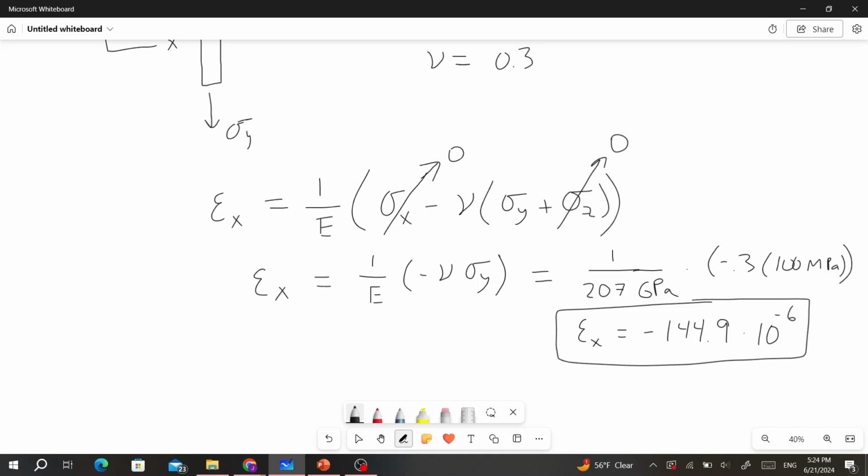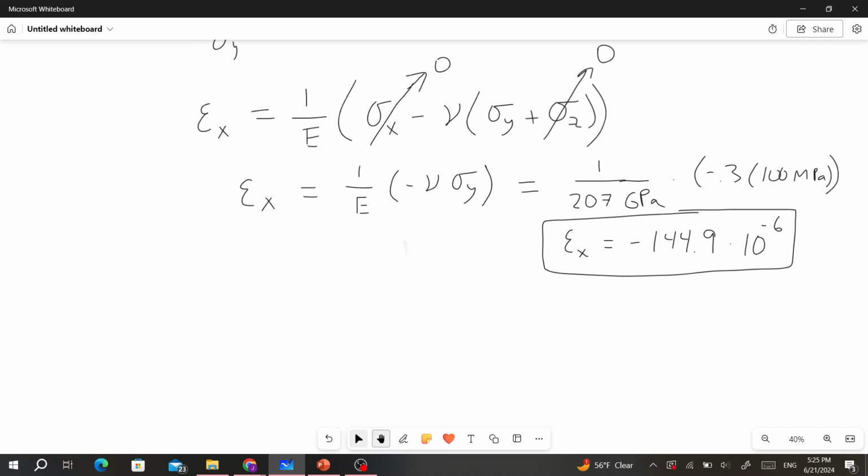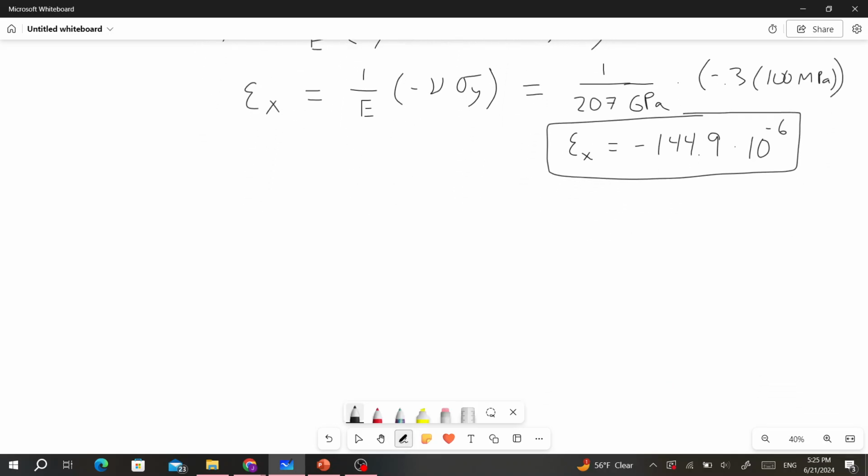And this answer makes sense, especially when we consider that we're pulling the bar in tension in the y direction. So because of the Poisson effect, we do expect that the dimensions will shrink in the lateral direction in x and z. So it makes sense that epsilon x should be negative. Alright, so now let's find what the strain would be in the y direction.